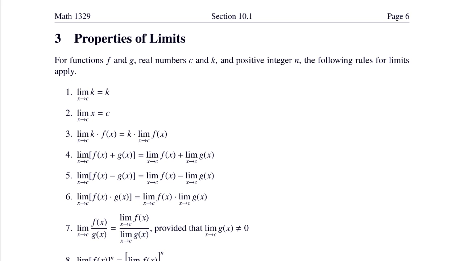The first one is that if you take the limit as x goes to c of a constant k, then the result of that limit is that constant number. All right. So let me draw this one out for you. If you have a graph and you have the function y equals k, that is a horizontal line, where y is equal to k. Let's put it right there maybe.